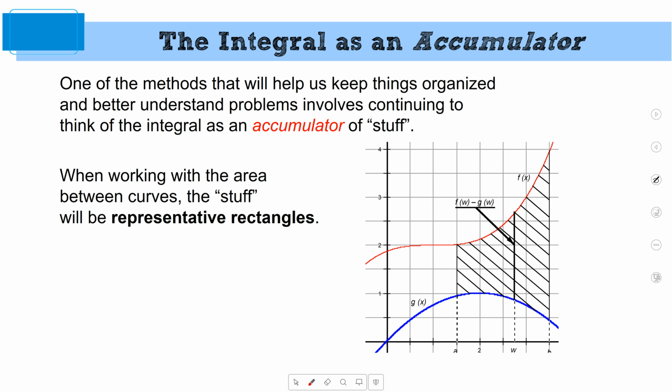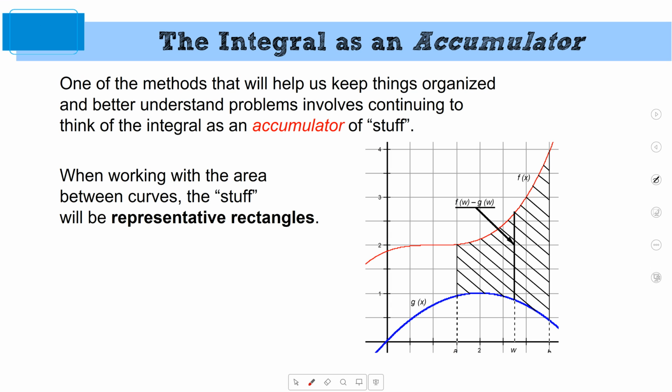Okay, so here's the scenario I have painted. It's similar to what we've done already. We've got a function on top, f, we've got a function on the bottom, g, and we want to find this shaded region. What we're going to start doing is creating what's called a representative rectangle.